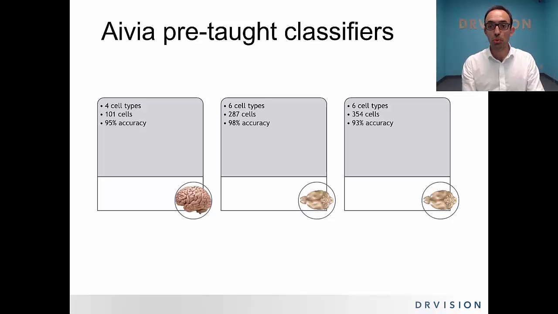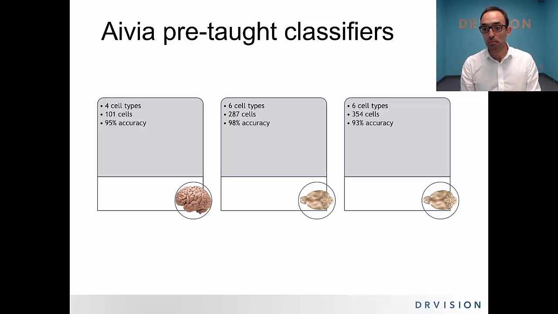So the classifiers that we've created, I mentioned we made one for human, one for rat, and one for mouse. There should be some text here saying mouse and rat and human, but this is what we have. The human one has 4 cell types, and I have a little bit more detail in the next slide. We used a total of 101 cells, and we reached an overall accuracy of 95%. That's what you can expect when you run this: 95% of the time you're going to get those 4 cell types correctly assigned.